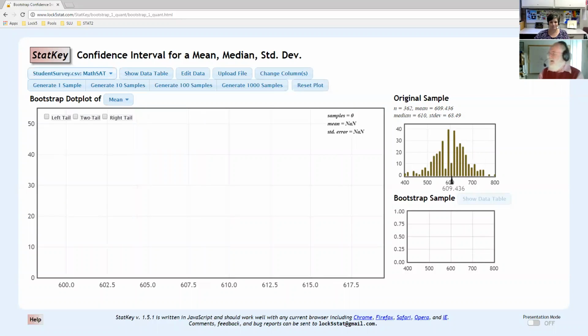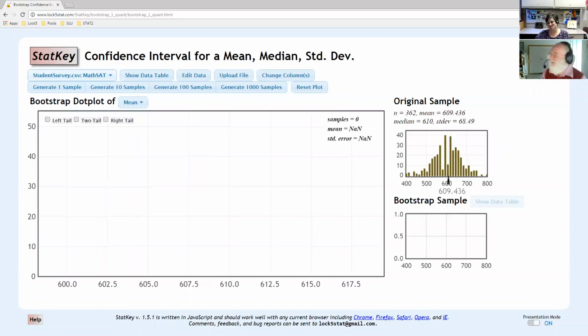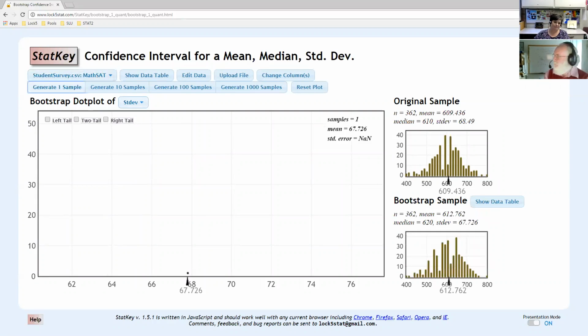Okay, so now I've got just the math SAT scores themselves, not broken down by gender. The standard deviation looks like 68.5, pretty close. So all I have to do is make sure that what I capture in each bootstrap sample is not the mean. I want to capture the standard deviation. When I do one bootstrap sample, with the usual process of sampling with replacement, the standard deviation, this one was 67.2726, shows up here.